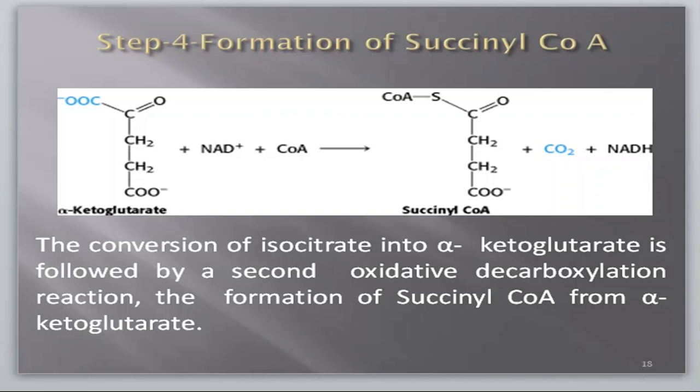The conversion of isocitrate into alpha ketoglutarate is followed by a second oxidative decarboxylation reaction, that is, formation of Succinyl CoA from alpha ketoglutarate. Here also we have release of carbon dioxide and generation of NADH, same as in the previous step of the TCA cycle. So the alpha ketoglutarate, which is a 5 carbon compound, by decarboxylation is transformed to a 4 carbon compound, and there is generation of NADH also, as in step 3.